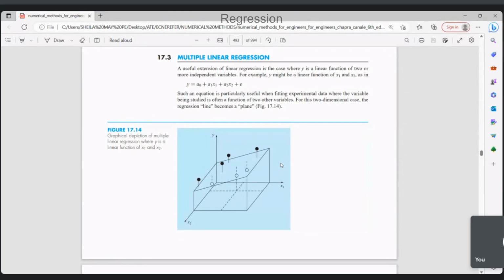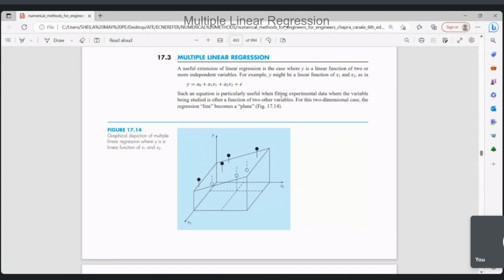A useful extension of linear regression is the case where y is a linear function of two or more independent variables. For example, y might be a linear function of x1 and x2, as in the familiar formula here, right? This is our formula that we have been using last time. Y equals a sub 0 plus a sub 1 x1 plus a sub 2 x2 plus e. E is an error.